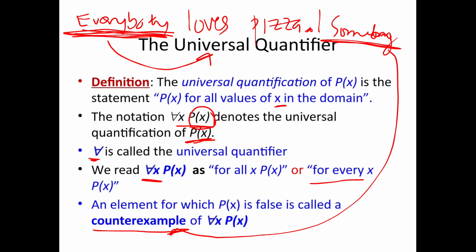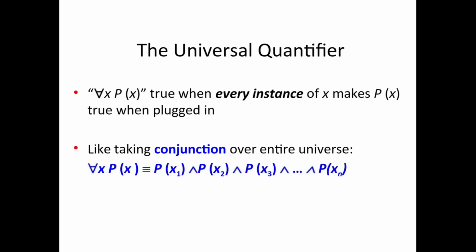Because again, the universal quantifier should satisfy all elements. So it must be all for it to be true. The universal quantifier for all x of P of x is true when every instance of x makes P of x true when plugged in. Like taking a conjunction, or and.